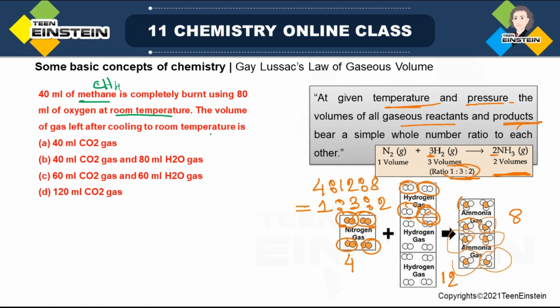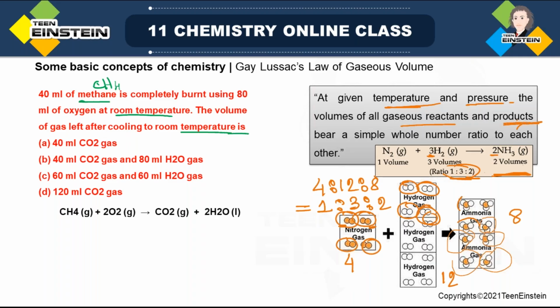But remember, the second statement is saying volume of gas left after cooling to room temperature. Now when you are cooling the reaction to room temperature, water which is produced as a product will be converted to liquid, because at room temperature water cannot remain in vapor condition, right? At 25 degrees centigrade, it will remain in liquid form. So now you cannot consider its volume because it is not in the gaseous physical state, it is now in the liquid physical state, so we cannot consider this.